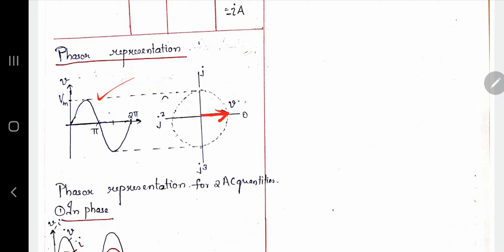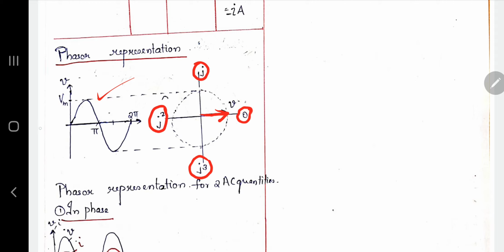Now how it is being done. First you note the axes. This is the 0 axis. This is the J or I axis. This one is the I square axis. This one is the I cube axis. I have mentioned it as J, it is actually I. Both can be taken. So 0 axis, J axis, I axis, I square, I cube.